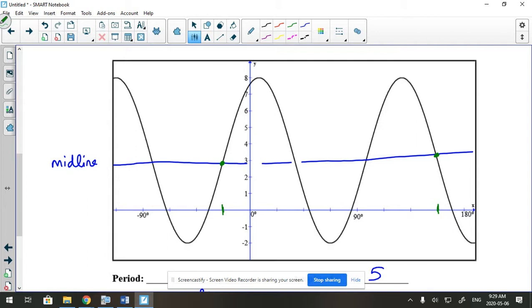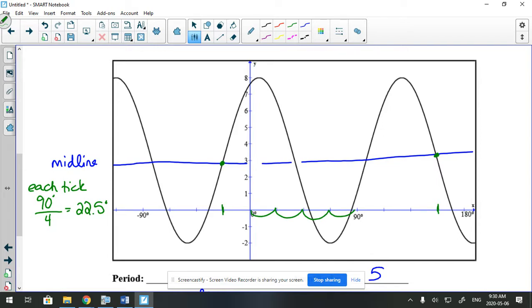So now that I have perfect coordinates, I can use some mathy skills to figure it out. First thing I want to figure out is how much each tick is worth. I can see that 1, 2, 3, 4 of them is 90 degrees. So each tick on my x-axis should be worth 22.5 degrees, right? 22.5 degrees, the next one would be 45, then 67.5, then 90 degrees. So now I know how many ticks there are.